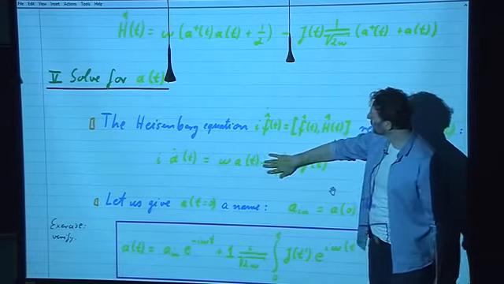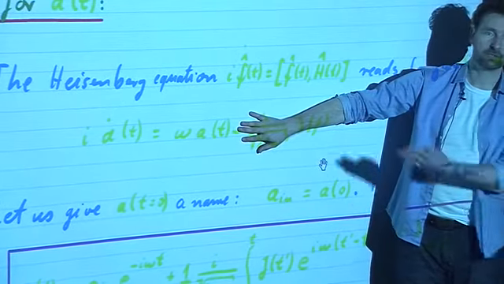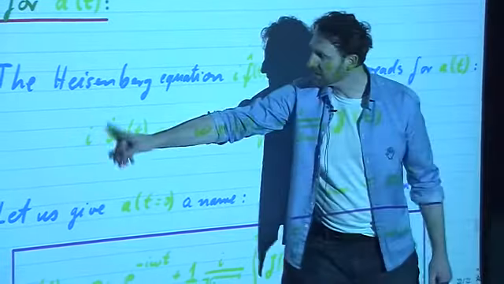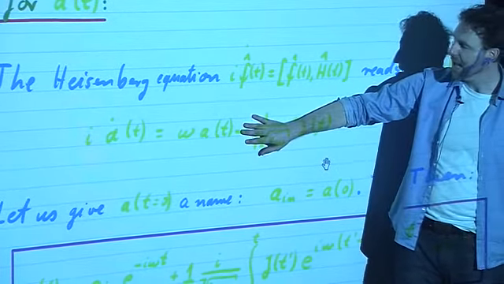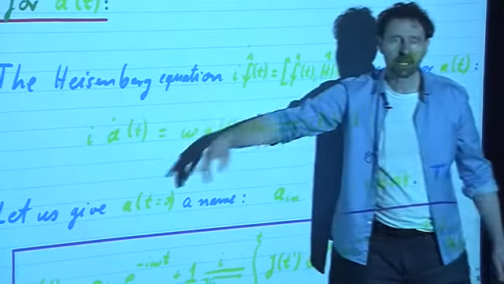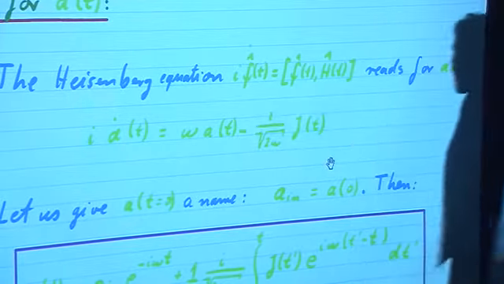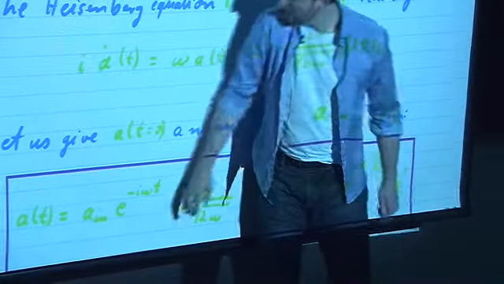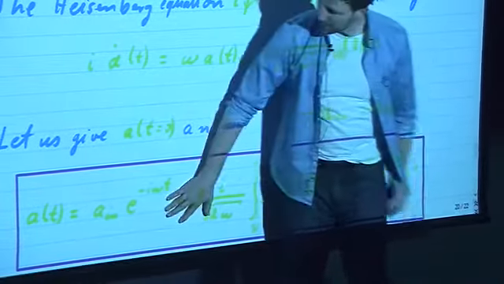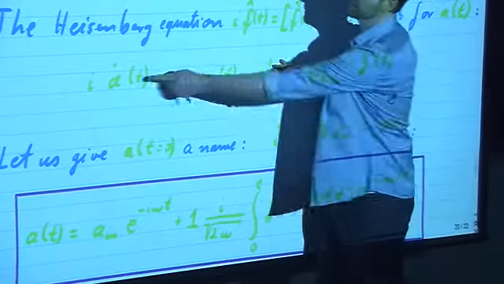And if this term was absent, if there was no driving force, we could immediately write down what the solution is, right? i times the time derivative gives us omega times a of t, but clearly the solution is a at the initial time times an exponential, e to the minus i omega t, right? Very easy. In other words, it's this one. It's just this term. If there's no driving force, then that must be the solution. It's easily seen that this solves that differential equation.